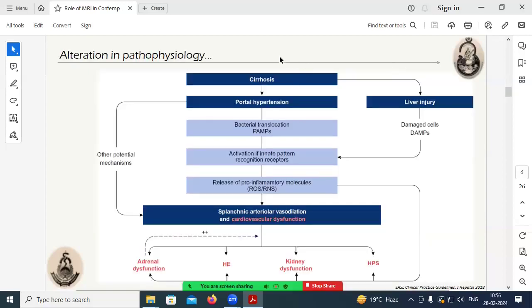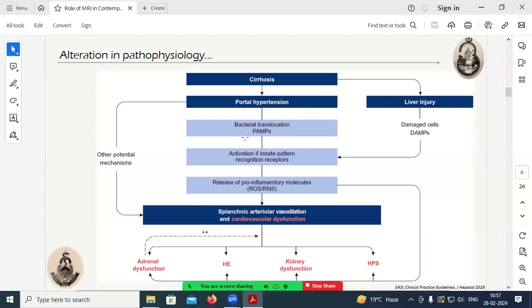And this is what I was saying, that initially the buck used to stop over here only, that there was cirrhosis, there was altered portal flow, there was liver cell injury. And we used to think that if we correct this, this is the sole cause of portal hypertension related disease, the clinical disease. And if we correct this, the patient will be relieved. But then there are many other things which started to pop up.